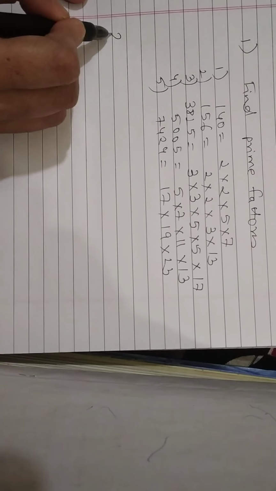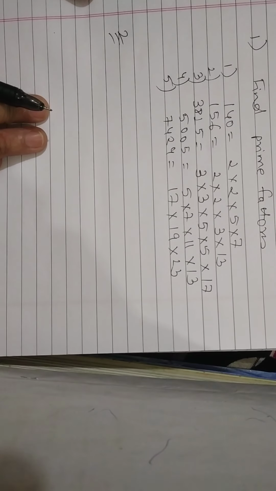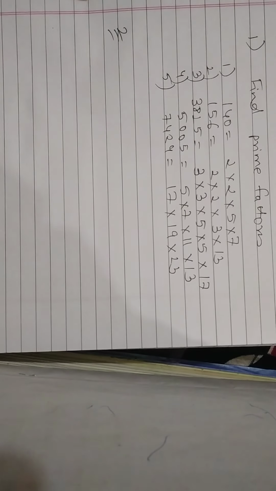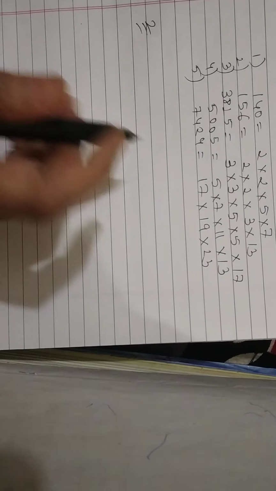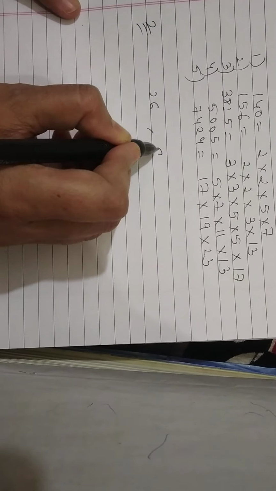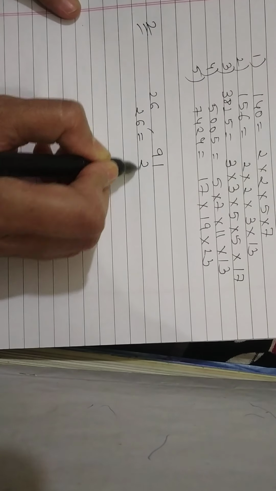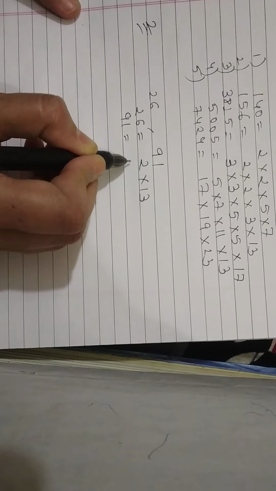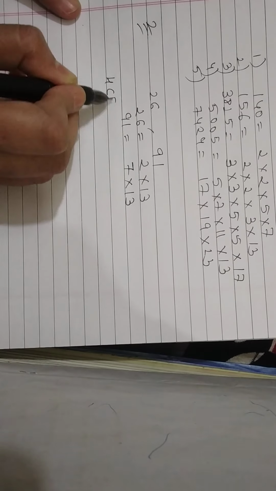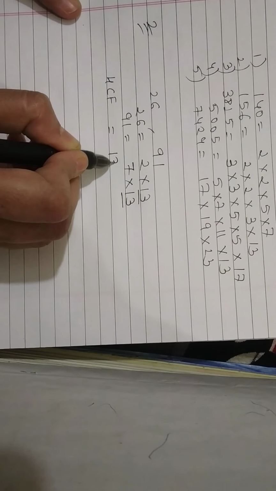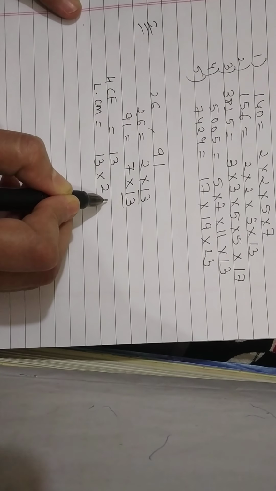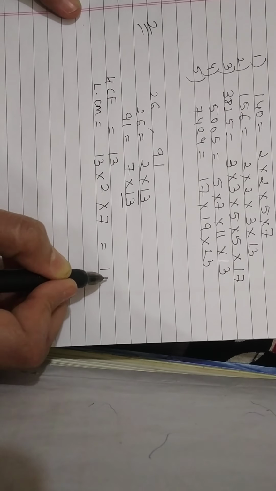Now, question number 2. Find the LCM and HCF of the following pairs of integers and verify that LCM into HCF is equal to the product of the 2 numbers. Just as we have taken in the solved example, the same way we are supposed to do here. First number is 26. The second number is 91. What is 26? 2 into 13. 91 is 7 into 13. First you will find the HCF. HCF is the common 13. LCM: common first, and here is 2, here is 7. This comes to 182.